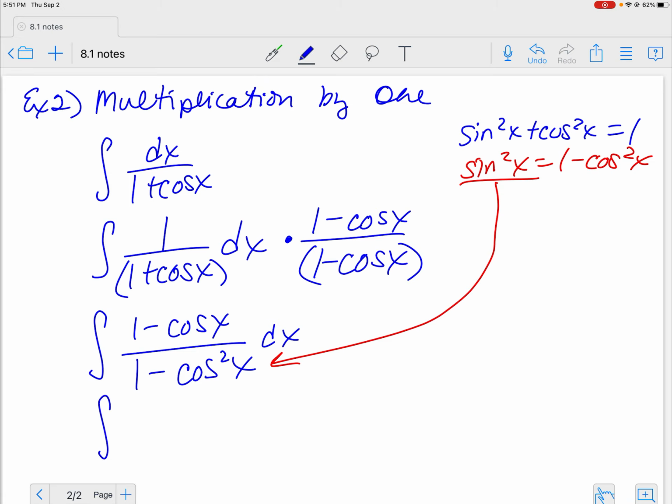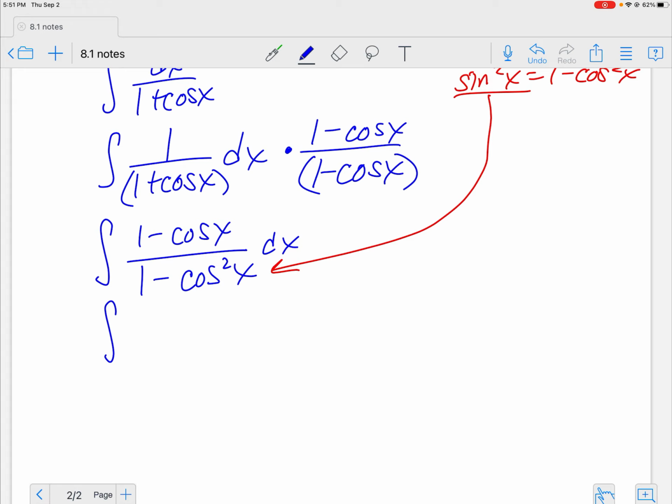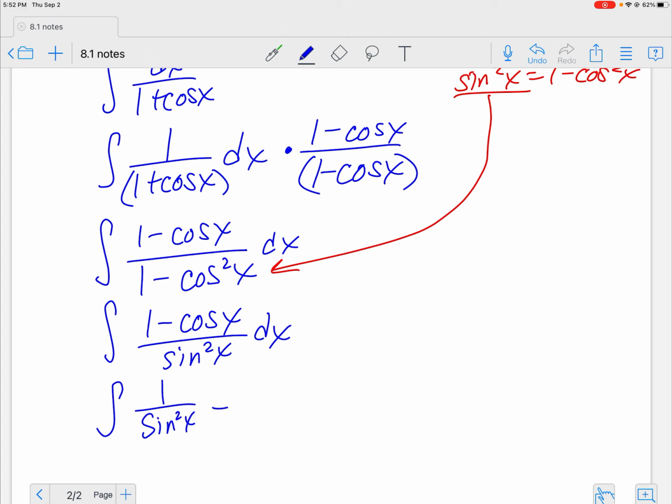And anytime you get a monomial in the denominator, it's awesome. So my goal, if you can, is to get that monomial in the denominator. Monomial just means single term. If I get this monomial, then I can split it up. So a single term in the denominator, that's the concept of fractions, right? If I get that common denominator, then I can split that up. So what I actually have is 1 over sine squared x minus cosine over sine squared x.